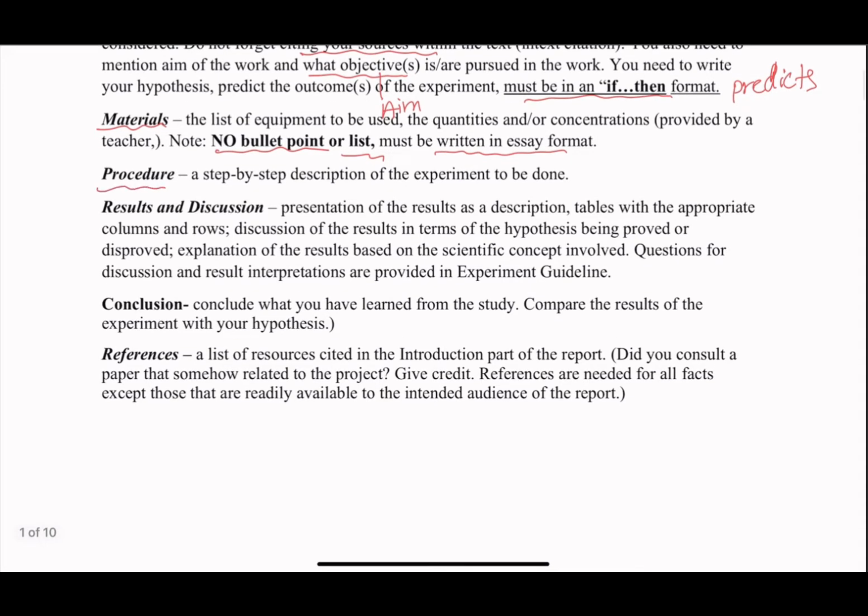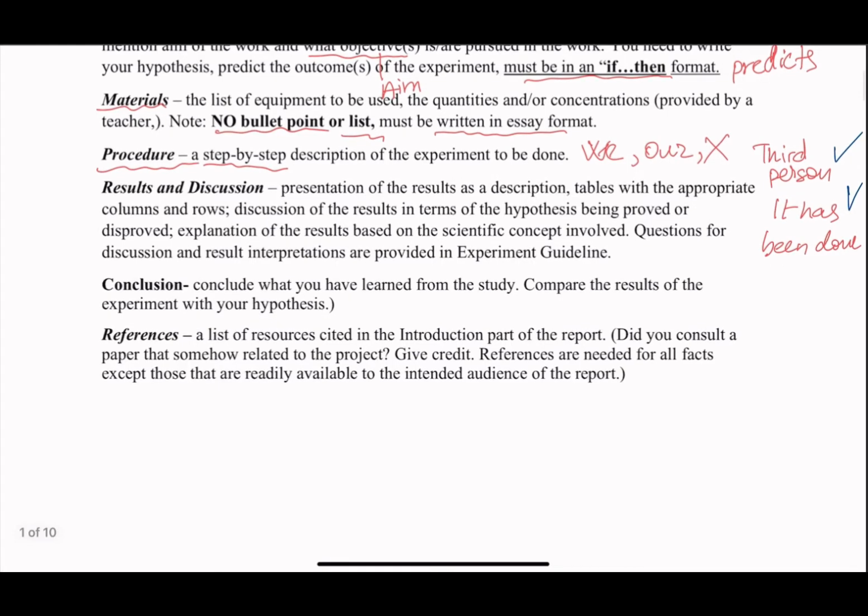Your procedure has to be written as a step-by-step description, but you cannot write "we have done" or "we" or "our". You need to write from a third person perspective in passive voice. So you're going to say "it has been done." Okay, this is acceptable. But the other way around, like "we did this" or "I did that," is not acceptable. I know you got this accepted last year, but this year I'm just telling you, just fix it. I just want to make sure that you learn how to write the report properly.